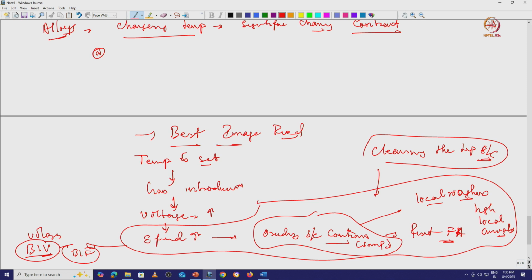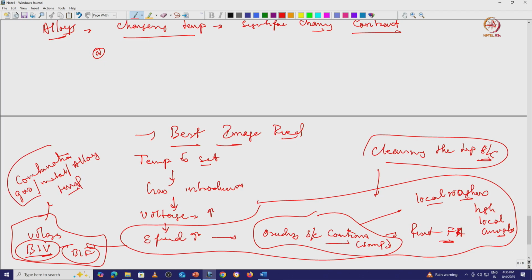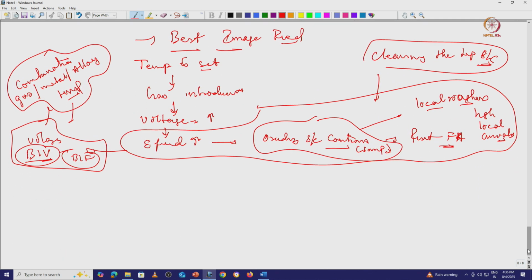Okay. Based on your sample and the gas, you can use a combination of imaging gas for a metal or for an alloy, and also the temperature, which has a very important role for getting a high resolution image, which gives the atomic resolution.